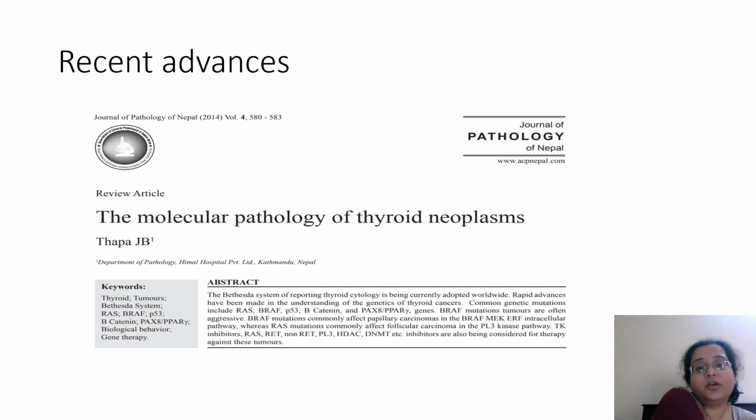This is the molecular paper I was telling you. See all the genetic mutations: RAS, BRAF, p53, PAX8-PPAR gamma, BRAF, MEK, ERK. All these are important, and you should know which belongs to the follicular carcinoma pathway and which belongs to the PTC pathway. BRAF and all that is PTC, and RAS, MEK, and ERK and all that is follicular.